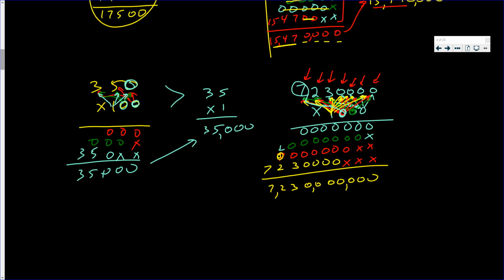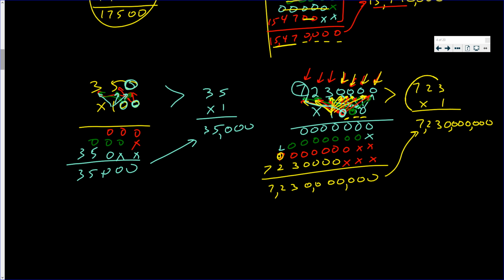And now if you add these numbers up, there's the answer. Now, a much cleaner way of doing it is, you don't even have to do this, because you know what 723 times 1 is. And then add 1, 2, 3, 4, 5, 6, 7 zeros to it. And look, I got the same answer. And I didn't even have to do that.